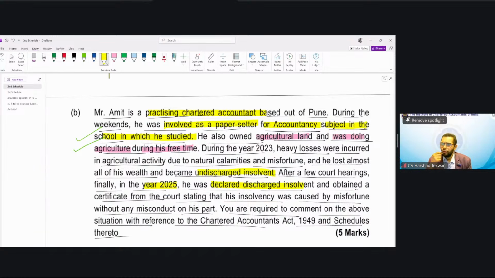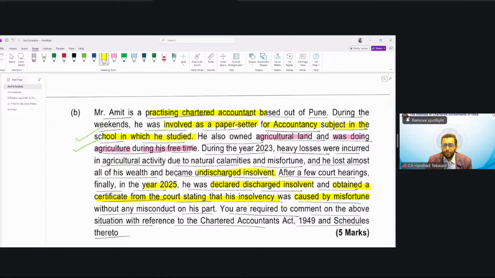Is there any clause to this that we need to discuss, or is there any specific part of the schedule that will apply in this scenario for the insolvency? What will you write for this particular part? Is there any misconduct on the part of this practicing chartered accountant? Yes, no. Is there a misconduct? Will you apply any clause in this scenario?